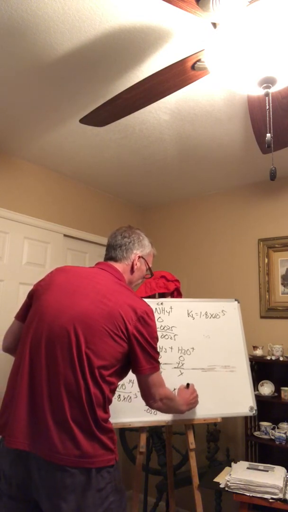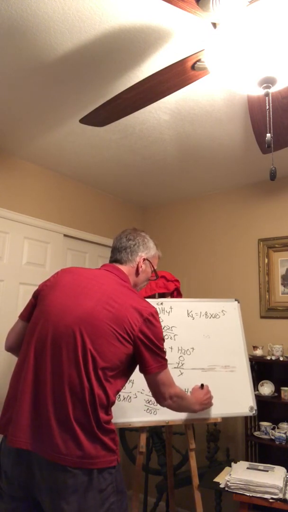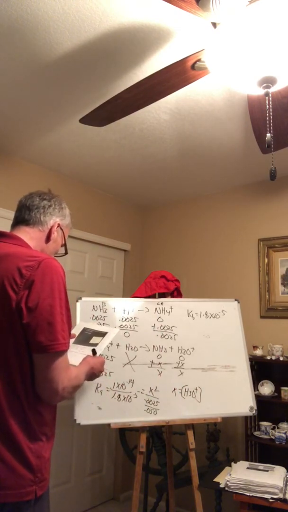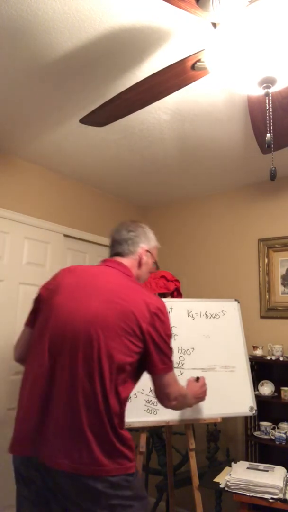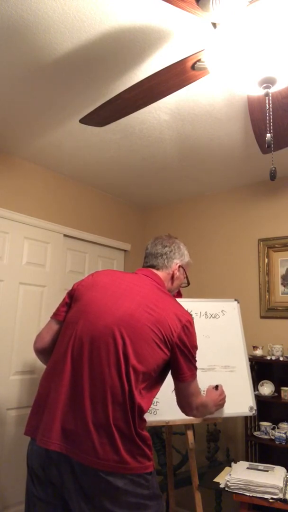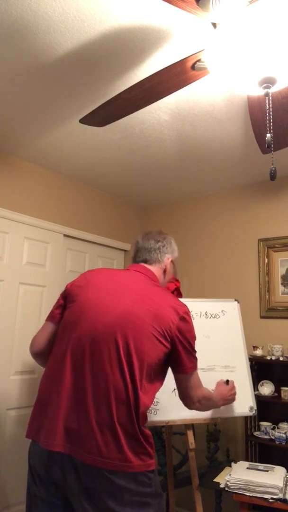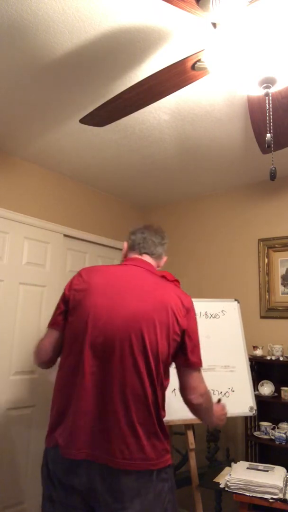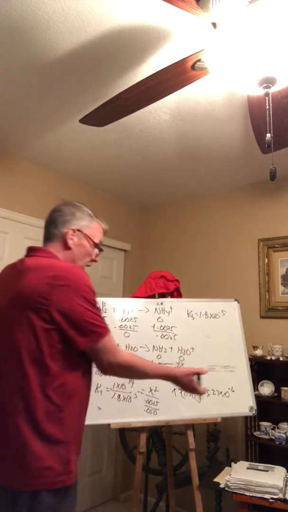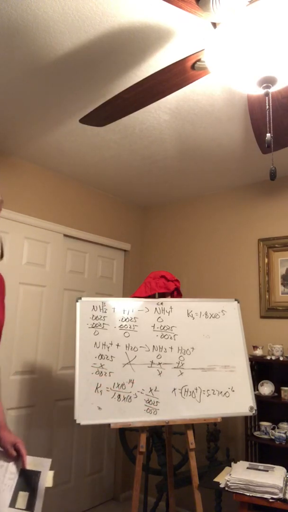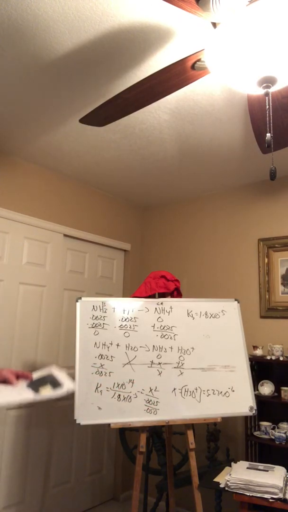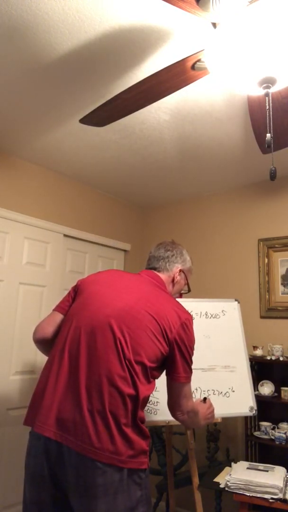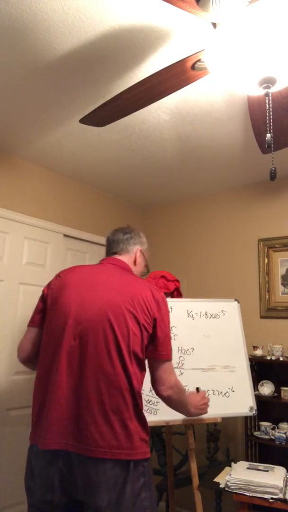When I've solved for x, what I will have solved for then is hydronium ion. And when I do that, what I get for hydronium ion is 5.27 times 10 to the negative 6. Now I know the H3O, and if I know the H3O, then I can find the pH. If I do the negative log of this, the pH comes out to be 5.28.